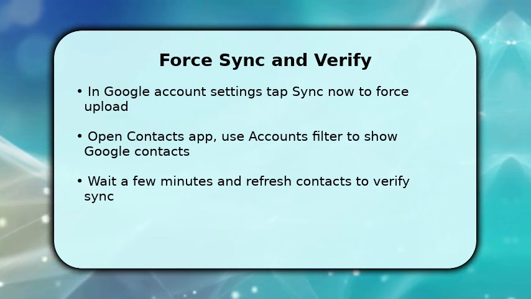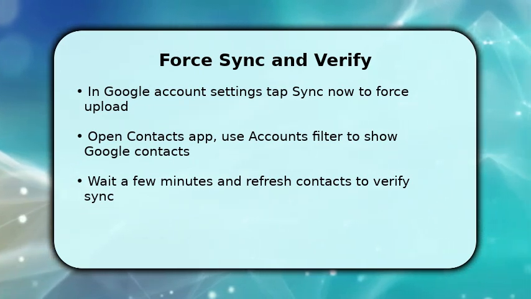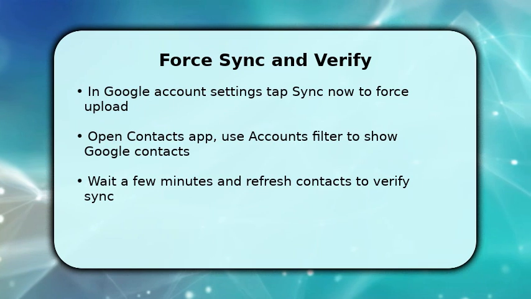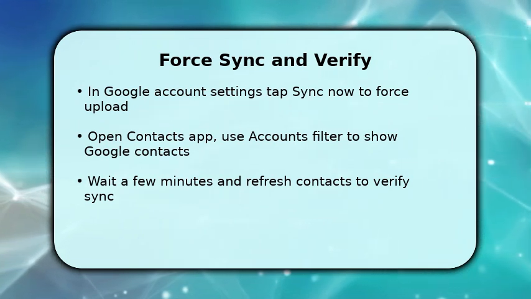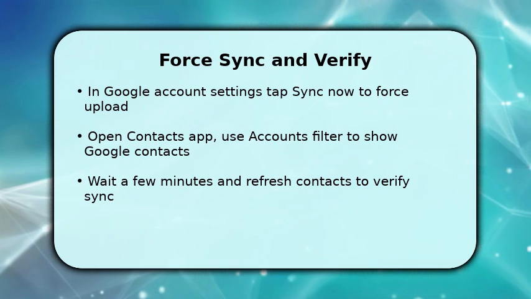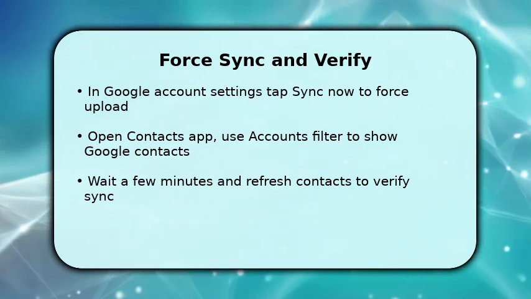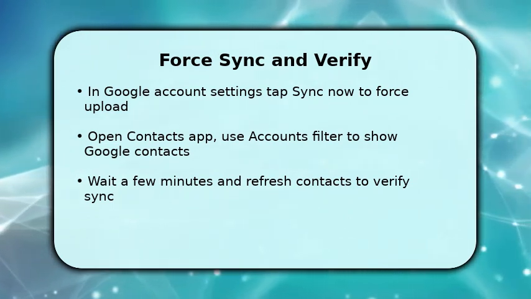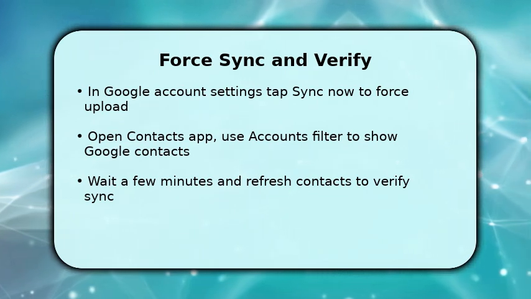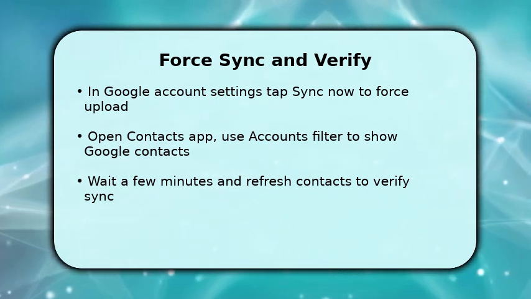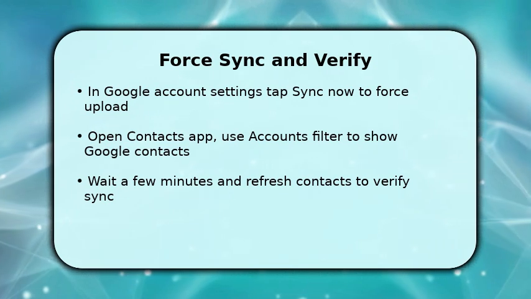Then open the Contacts app and use the Accounts filter to display only Google contacts so you can verify what's synced. If some entries are missing, check Contacts Storage settings and merge duplicates. Merge as needed. Make sure sync runs fully by watching the last synced timestamp in account settings. If it updates, your contacts are safely in Gmail.